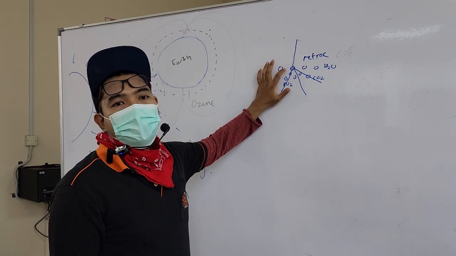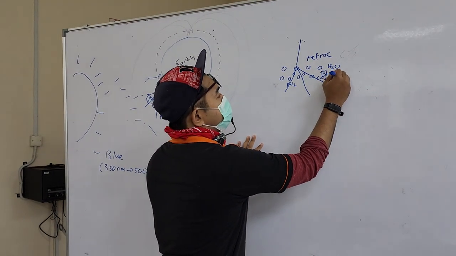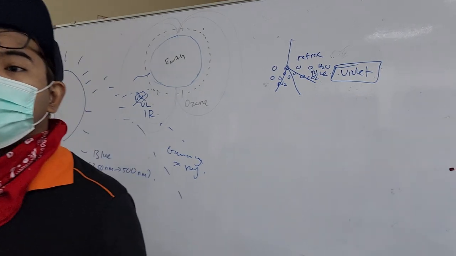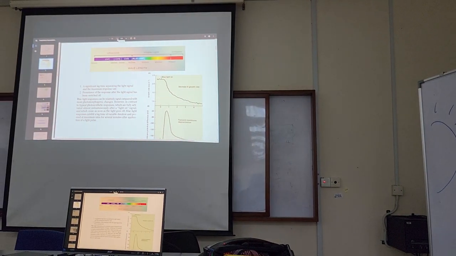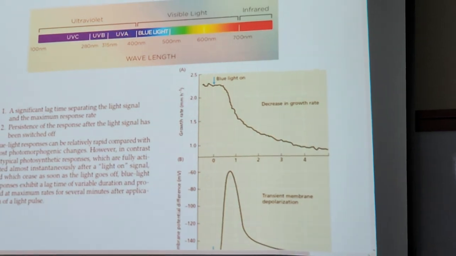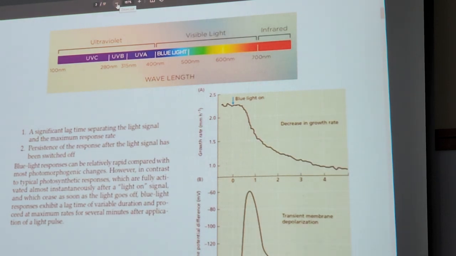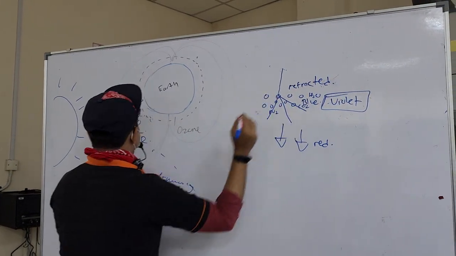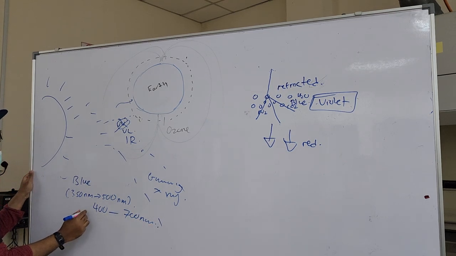It happens that at this level here, the color that gets reflected the most is blue. Actually, violet. This color actually gets reflected the most. Violet. This UVA and early blue color. This region. And red, most of the red comes to the Earth. And the rest of the colors. Look at this. Even though this is the region that gets most refracted here, your eyes can only see 400 to 700 nanometer. What happened before this?